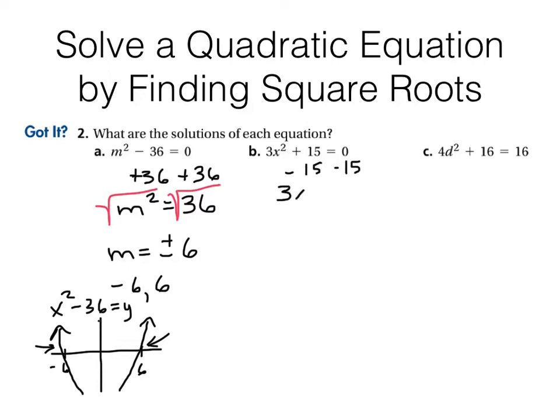3x squared equals negative 15. Divide by 3. Maybe you're already seeing an issue. I do. Take the square root of each side. And this is where your problem comes in. We can't do that, Miss LeCompte. We can't take the square root of a negative.